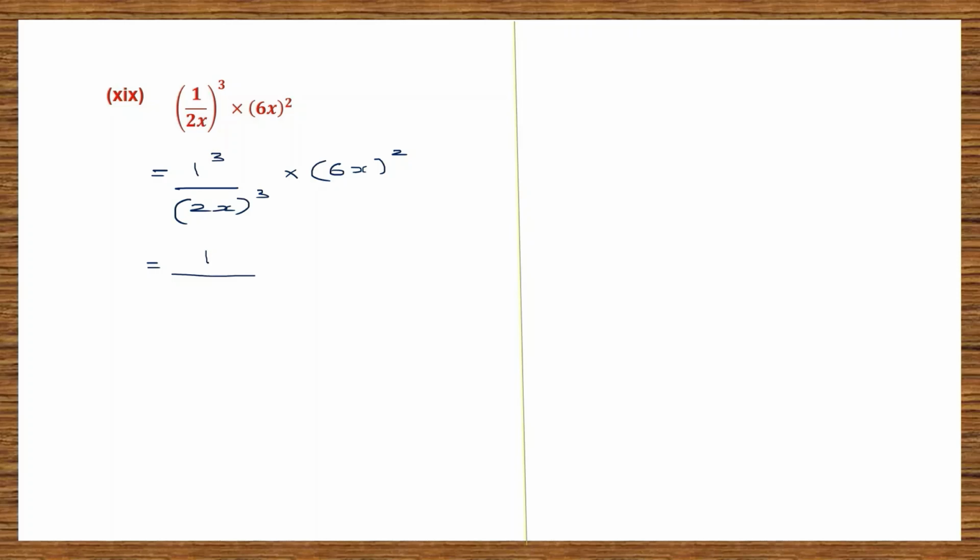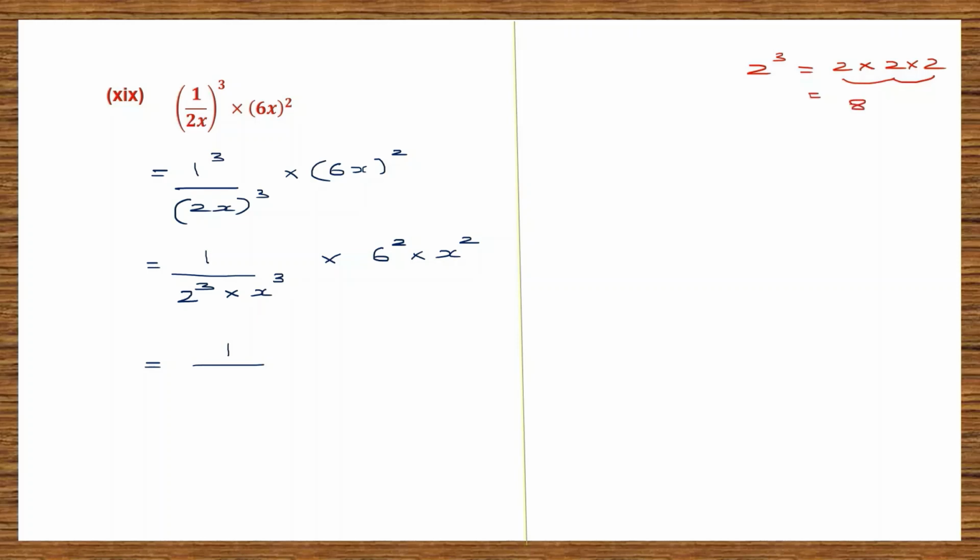1 into any number of times you multiply, you'll get 1. Now 2x, the whole thing raised to the power of 3 means 2 is raised to the power of 3 and x is also raised to the power of 3. Into this side also we have 6 raised to the power of 2 into x raised to the power of 2. So what will this be? 1 by 2 raised to the power of 3, that is 2 into 2 into 2. So 2 raised to the power of 3 is 2 into 2 into 2, which is 2 2s are 4, 4 2s are 8.